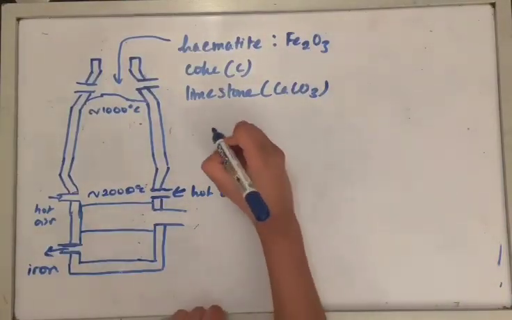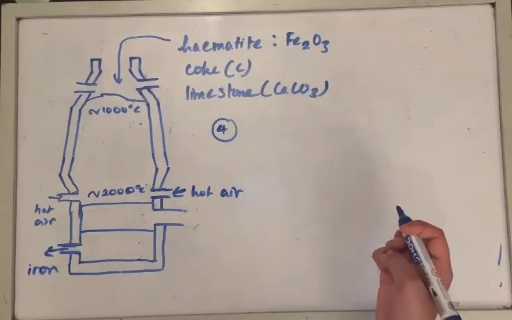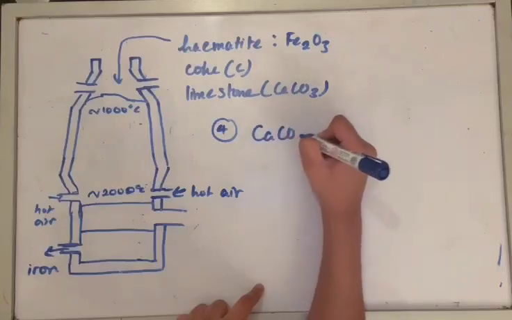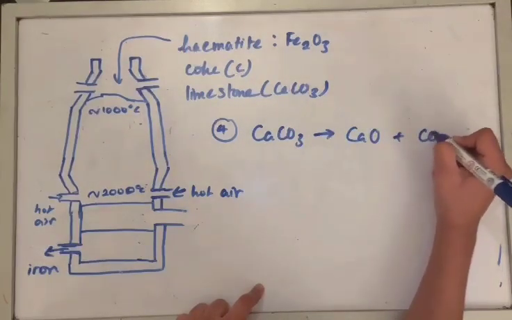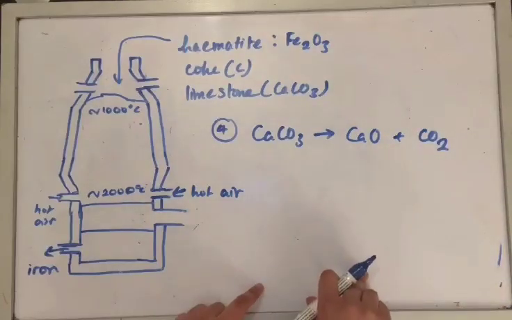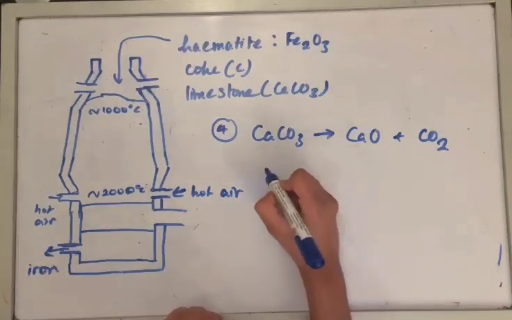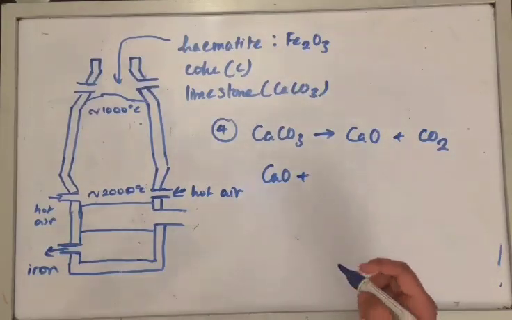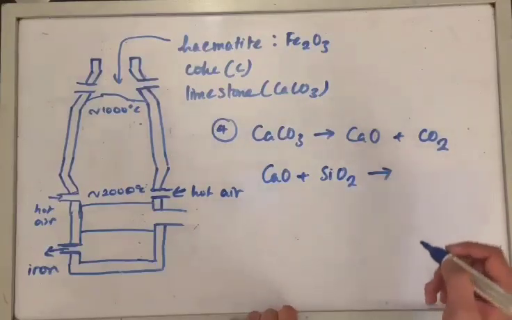Now this limestone isn't sitting around doing nothing. It's actually going to, in the high temperatures of the blast furnace, decompose. It will undergo a thermal decomposition into calcium oxide and carbon dioxide. Now the next step involves a neutralization. The calcium oxide will react with the silica, the impurity that we want to remove, to produce a single product.